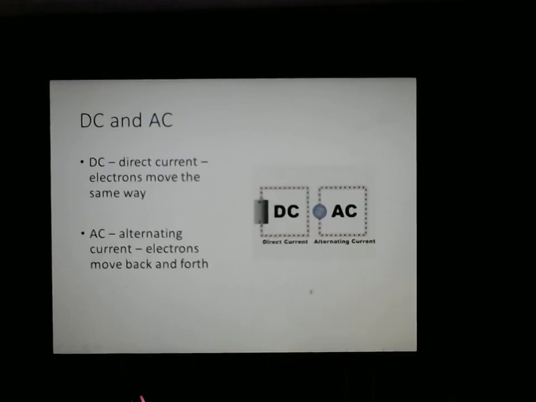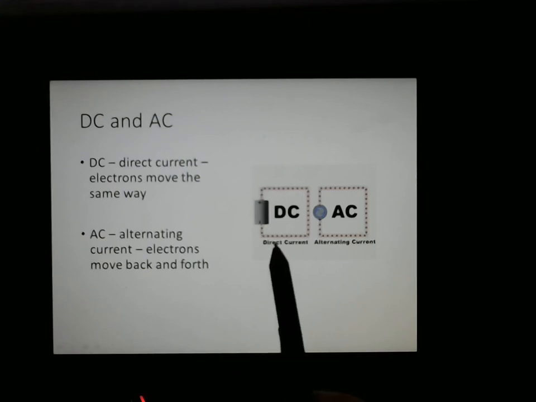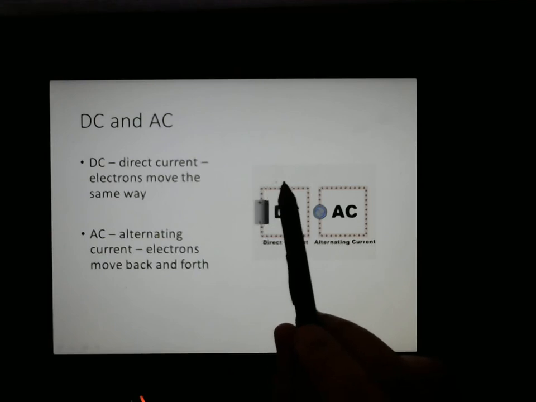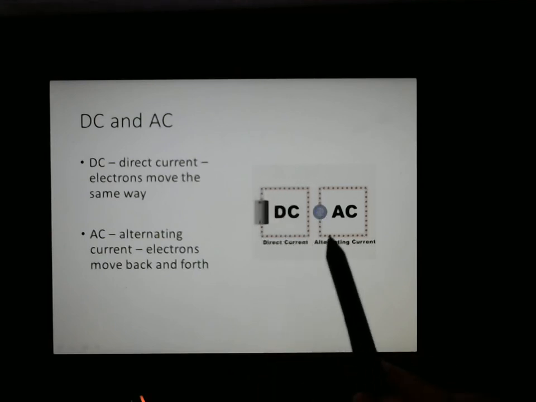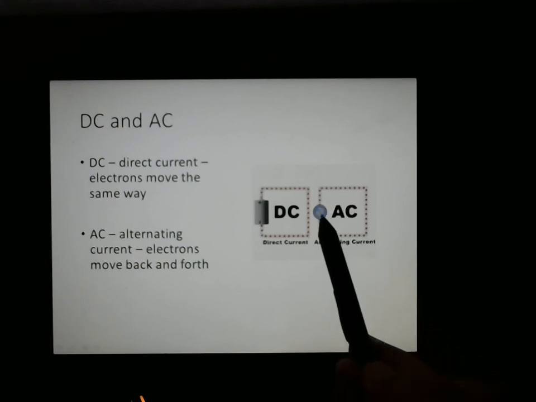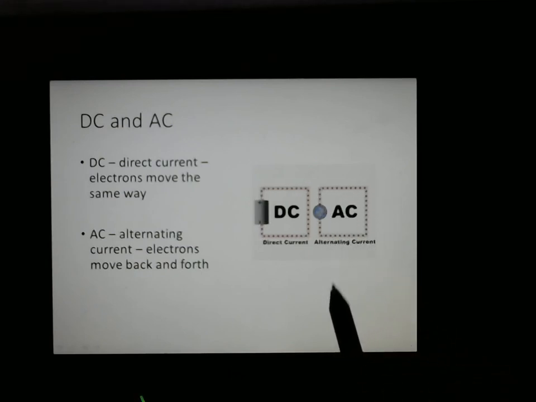AC stands for alternating current, and here's a diagram that compares these two. What that means is the electrons move backwards and forwards along the wire. If you watch this animation for a minute, you see DC just moves this way, while AC goes this way for a little bit, and slows down and goes back the other way, and then goes back the other way. So it keeps changing direction until eventually the animation skips back, and then you get a little hiccup.